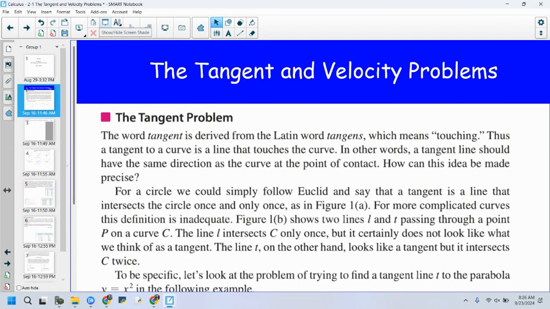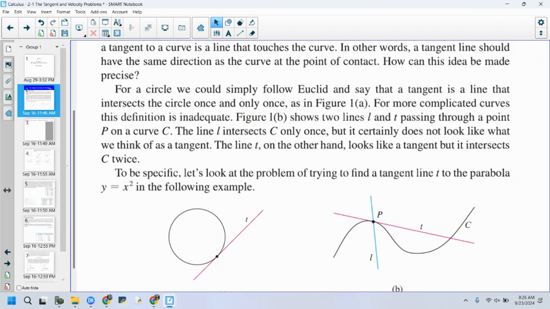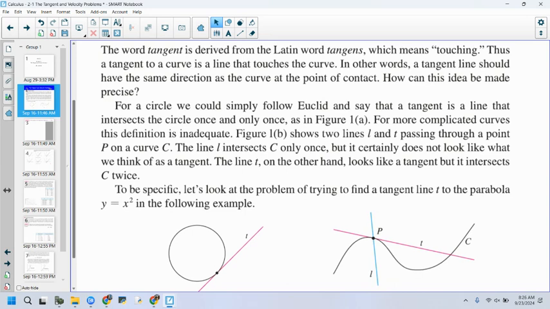We're going to go with the geometry definition of tangent rather than the trigonometry definition, which is the opposite over adjacent side of a right triangle. On the geometry side, if you've got a circle, a tangent line is one that lies directly next to that circle, where there is only one intersection point. Think about the circle bouncing off of that line. In other words, a tangent line should have the same direction as the curve at the point of contact.